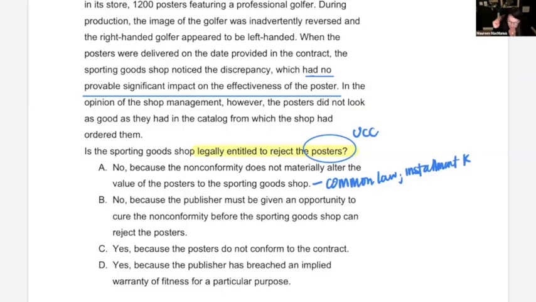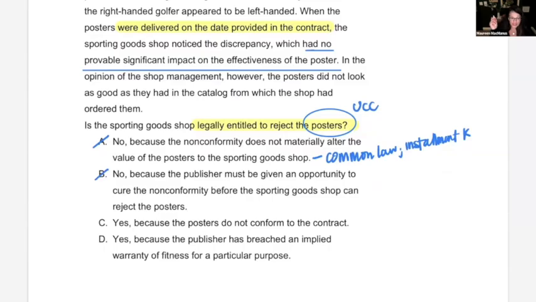Okay, B. No, because the publisher must be given an opportunity to cure the nonconformity before the sporting goods shop can reject the poster. Do they? So A, it's the wrong result, right? So I'm going to cross that. It's the wrong result because it should be a yes. This is where a lot of people get tripped up. They say they should be given an opportunity to cure the nonconformity. Well, when do we give time to cure the nonconformity? When there is still time left to perform. Had they delivered early, right? But in this fact pattern, it says the posters were delivered on the date provided in the contract. So there is no time left to cure. So it's before performance is due. Good. So yes, because the posters do not conform to the contract.